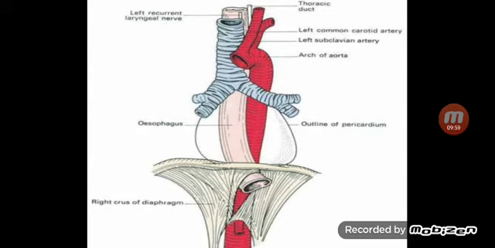You remember the vagus nerve, also the vagi. The left vagus nerve lies anterior to the esophagus. The right vagus, you remember, lies posterior to the esophagus. And both of them share in the esophageal plexus in the lower part of the esophagus.